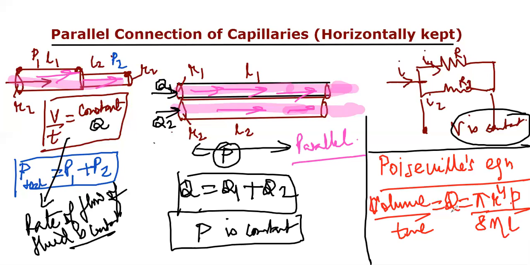So I think you remember that the rate of flow of volume, the rate of flow of liquid, is directly proportional to r to the power 4, directly proportional to the pressure difference, inversely proportional to the coefficient of viscosity of the liquid, and inversely proportional to the length. So if I apply this for these two capillaries, say capillary 1 and capillary 2, what can I write now?